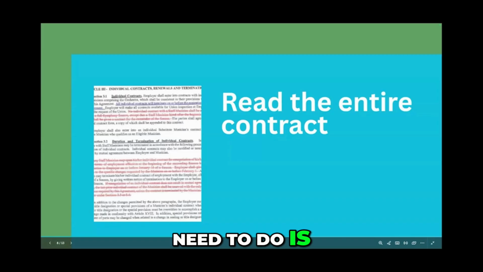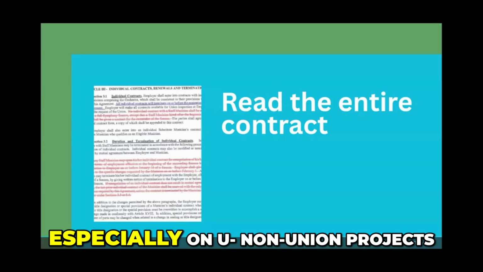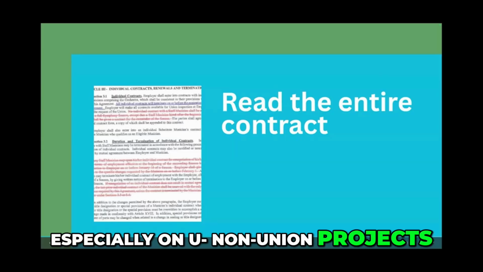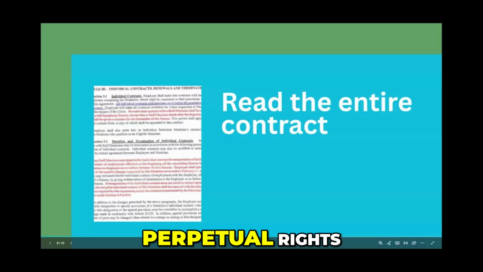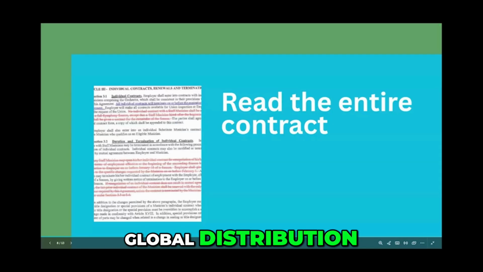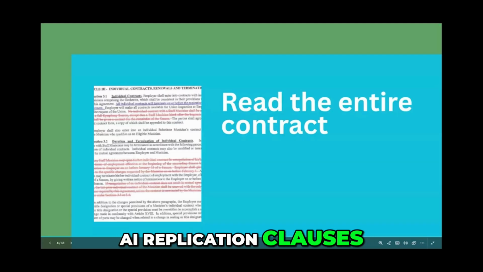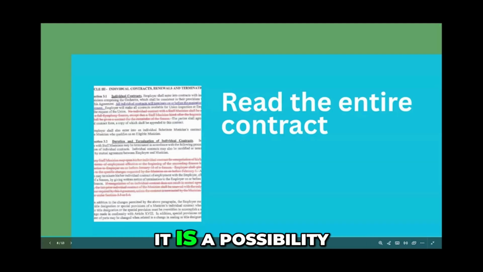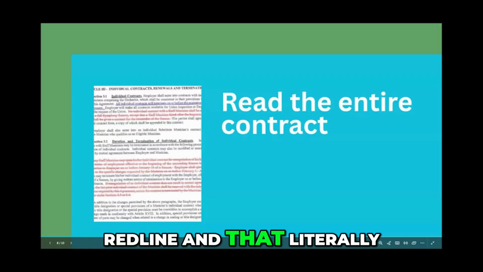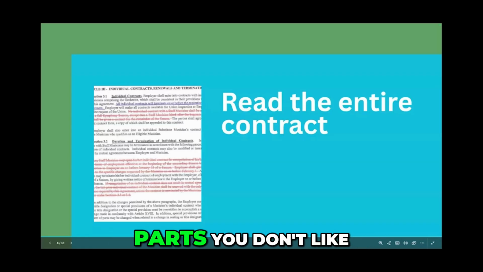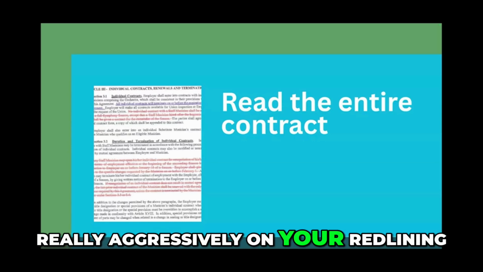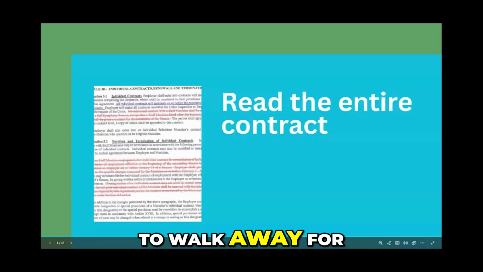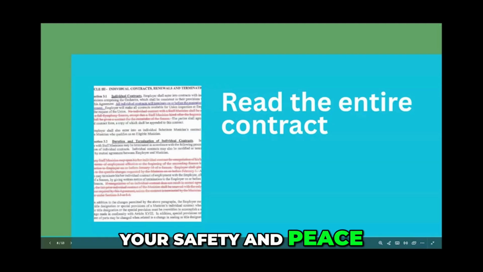The other thing you need to do is read the entire contract, especially on non-union projects. Non-union contracts can include almost anything: broad usage, perpetual rights, global distribution, AI replication clauses, although not usually, it is a possibility. When it comes to contracts, you are allowed to redline, and that literally means just crossing out parts you don't like. If production pushes back really aggressively on your redlining, that's probably your sign to walk away for your safety and peace of mind.